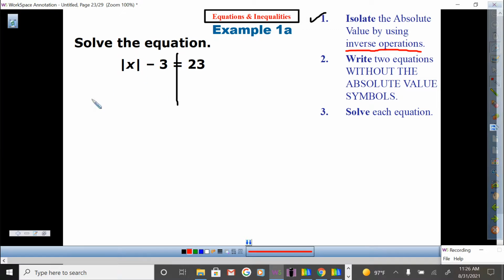Here's my absolute value. Is it by itself? What's outside of the absolute value? Negative 3. So how do we get rid of that? Inverse operations. Plus 3, plus 3. Absolute value of x equals 26. Copy that. All right? So we're done with step 1.